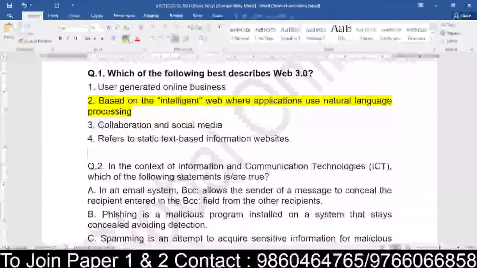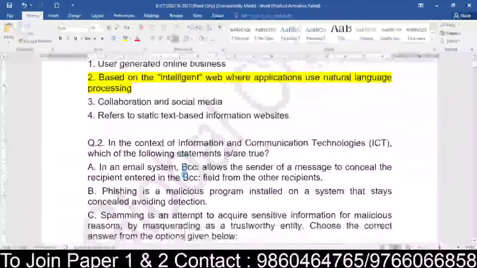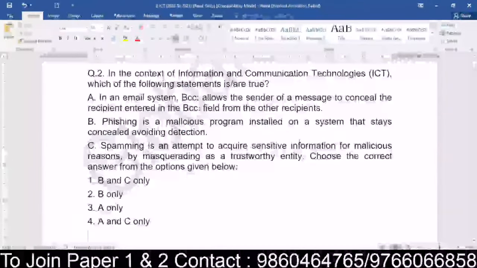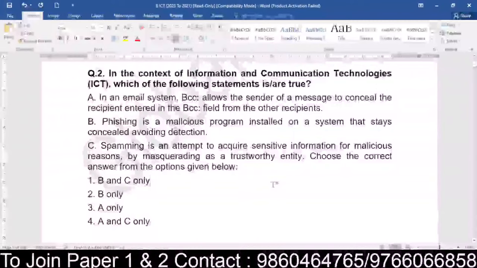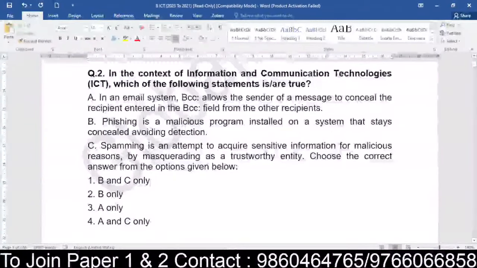Now coming to the next, a very easy question. This type of question is repeated, but we'll have a detailed analysis of it. They are asking, in context of ICT, which of the following statements is true? In an email system, BCC allows the sender to conceal the recipient entered in the BCC field from the other recipients. Phishing is a malicious program installed on a system that stays concealed, avoiding detection. Spamming is an attempt to acquire sensitive information for malicious reasons by masquerading as a trustworthy entity. You need to choose the right statement from this.